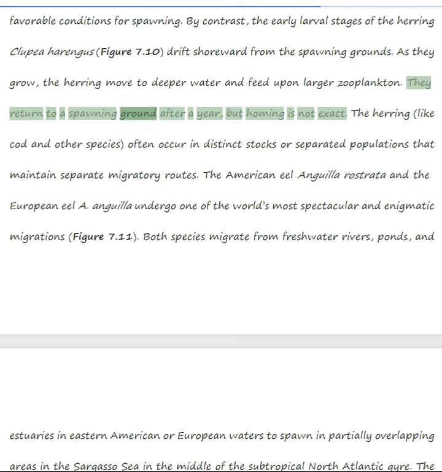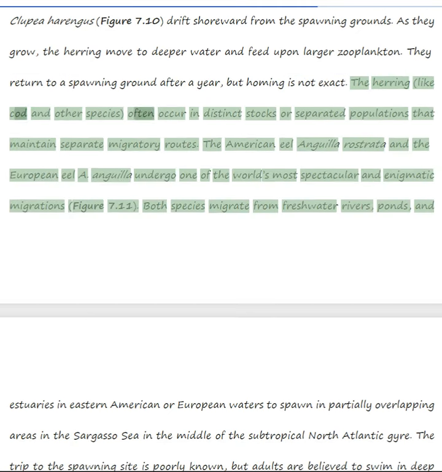They return to a spawning ground after a year, but homing is not exact. The herring often occur in distinct stocks or separated populations that maintain separate migratory routes. The American eel Anguilla rostrata and the European eel A. anguilla undergo one of the world's most spectacular and enigmatic migrations.